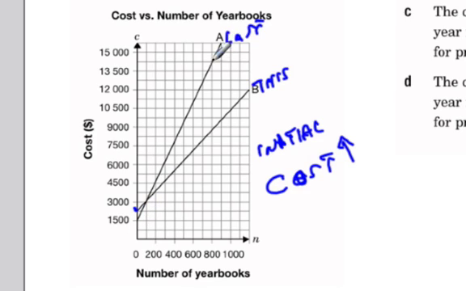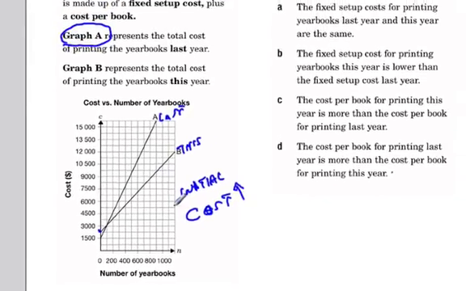notice that A is steeper. And the steeper line means that they charge more per yearbook. So the cost per yearbook last year is higher than the cost per yearbook this year. So the cost per yearbook has decreased.